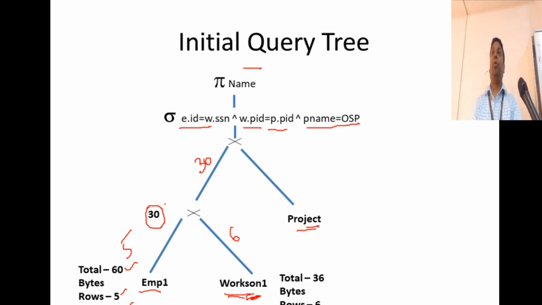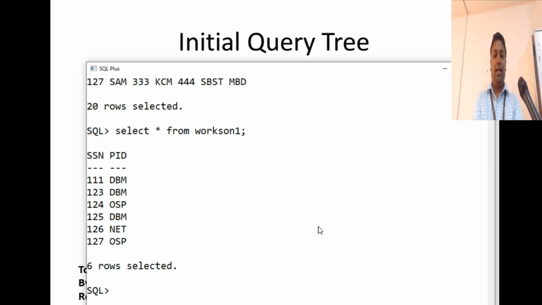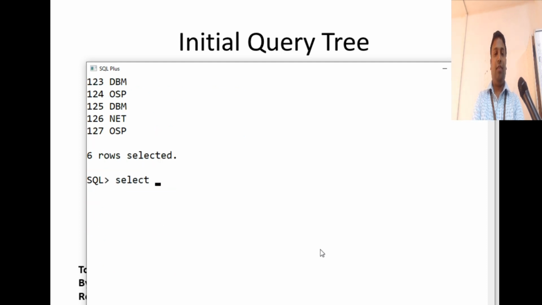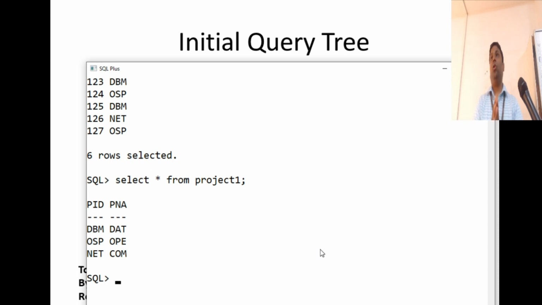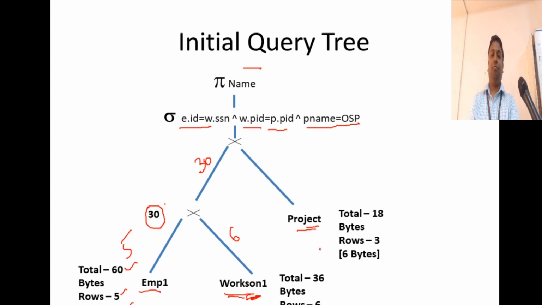How many rows do you have in your project table? We have to check that. Select star from project 1. So how many rows do I have? 3 rows, 6 bytes each, so you have 18 bytes. You are going to access 18 bytes and then create an intermediate result. 3 rows here and 30 rows here. How many rows will you get in the Cartesian product? 90 rows. I didn't calculate the bytes, but 90 rows is a huge amount of data.